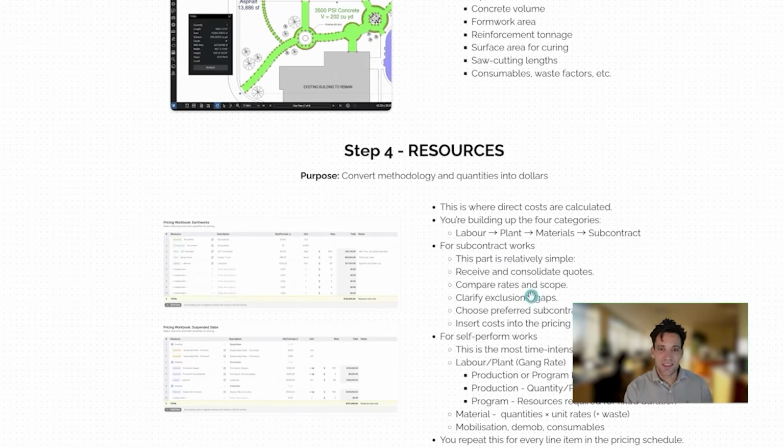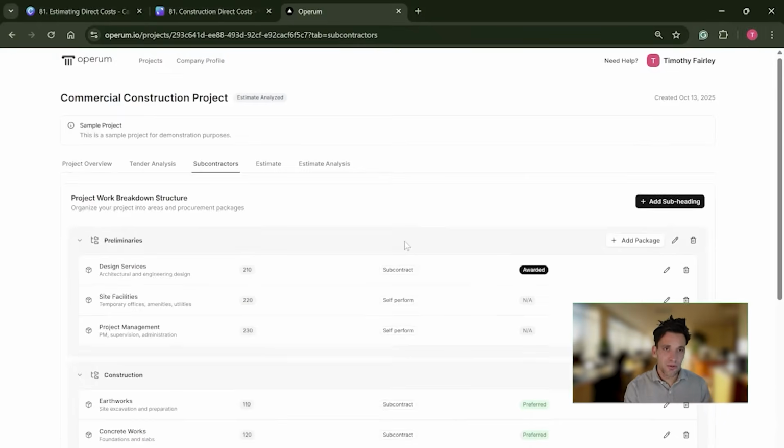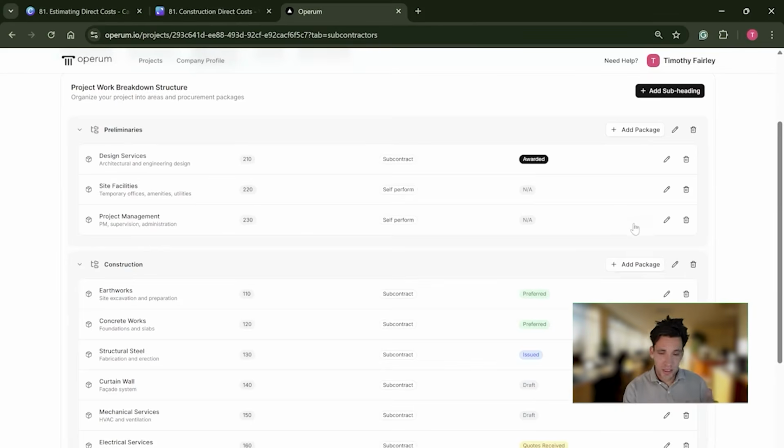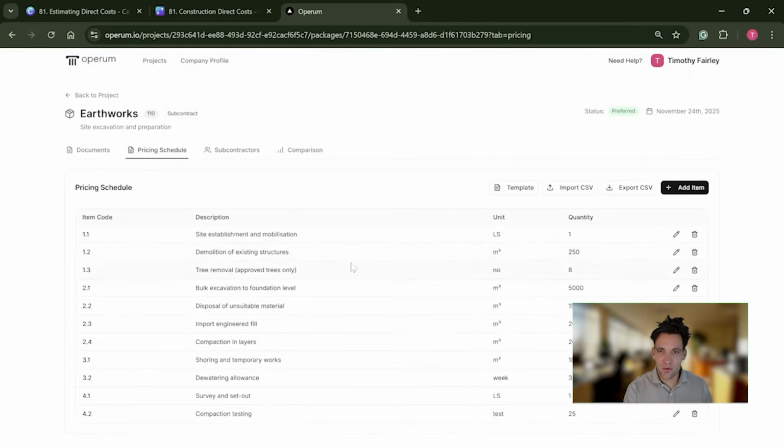For subcontract works, again, this is going to be much simpler for full subcontract stuff because all you're doing is receiving and consolidating the quotes that you get from a subcontractor, comparing these and leveling them, clarifying exclusions and gaps, and choosing your preferred subcontractor. So if I quickly go into Opera, and again, you can use Opera for free. I'll put a link in the video description. But if I look at something like an earthworks package, our pricing schedule. So this is what we send to our subcontractor. We want them to include these items: demolition of existing structures, tree removal, bulk excavation, blah, blah, blah.